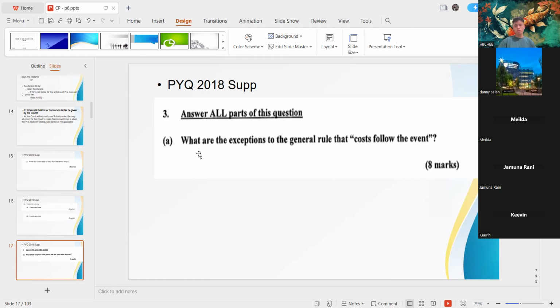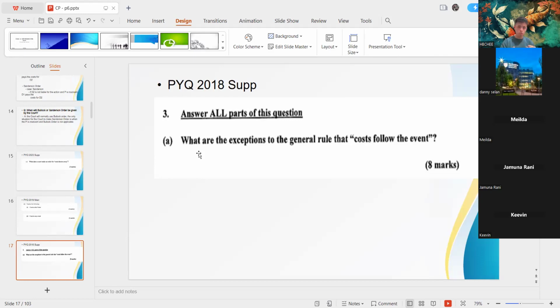Now you can see this one is more like a challenging one. What are the exceptions to the general rule that cost follows the event? Since it is an 8-mark question, first and foremost, you have to start with the general rule. What is cost follows the event first? When you've already written that out, then you only outline the exceptions, like illegality, unusual things, and those exceptions that I have provided earlier.